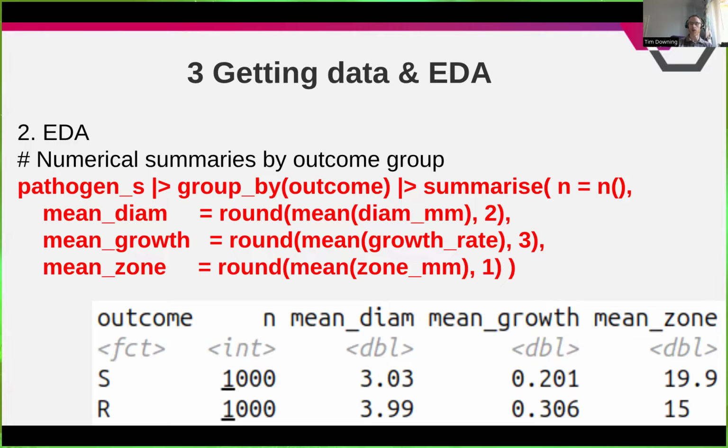And you see down below that we've laid out these results where the R has a higher mean colony diameter, a higher mean growth rate, but a lower mean zone of inhibition.